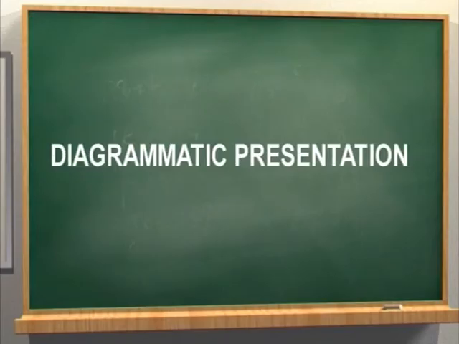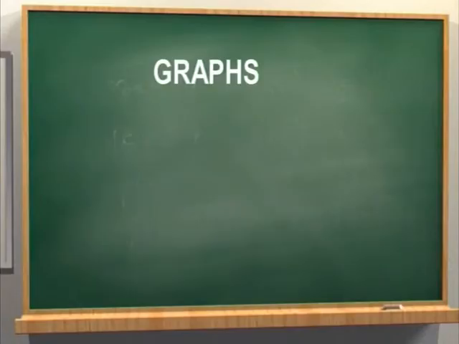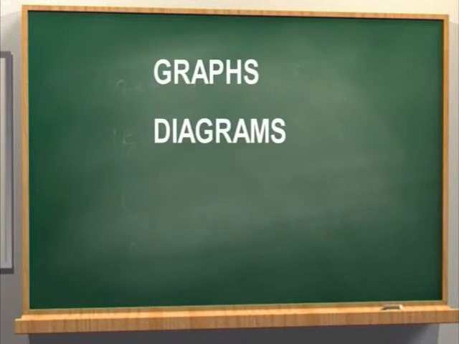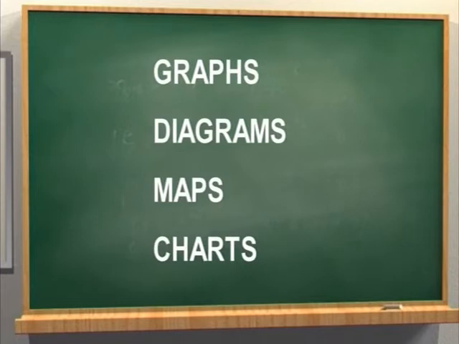Now, we will be looking at the diagrammatic presentation. Besides the tabular form, the data may also be presented in some graphic or diagrammatic form. The transformation of data through visual methods like graphs, diagrams, maps, charts is called representation of data. It is often said a picture is worth 1,000 words. They attract a reader's attention to what they are supposed to convey about the data.